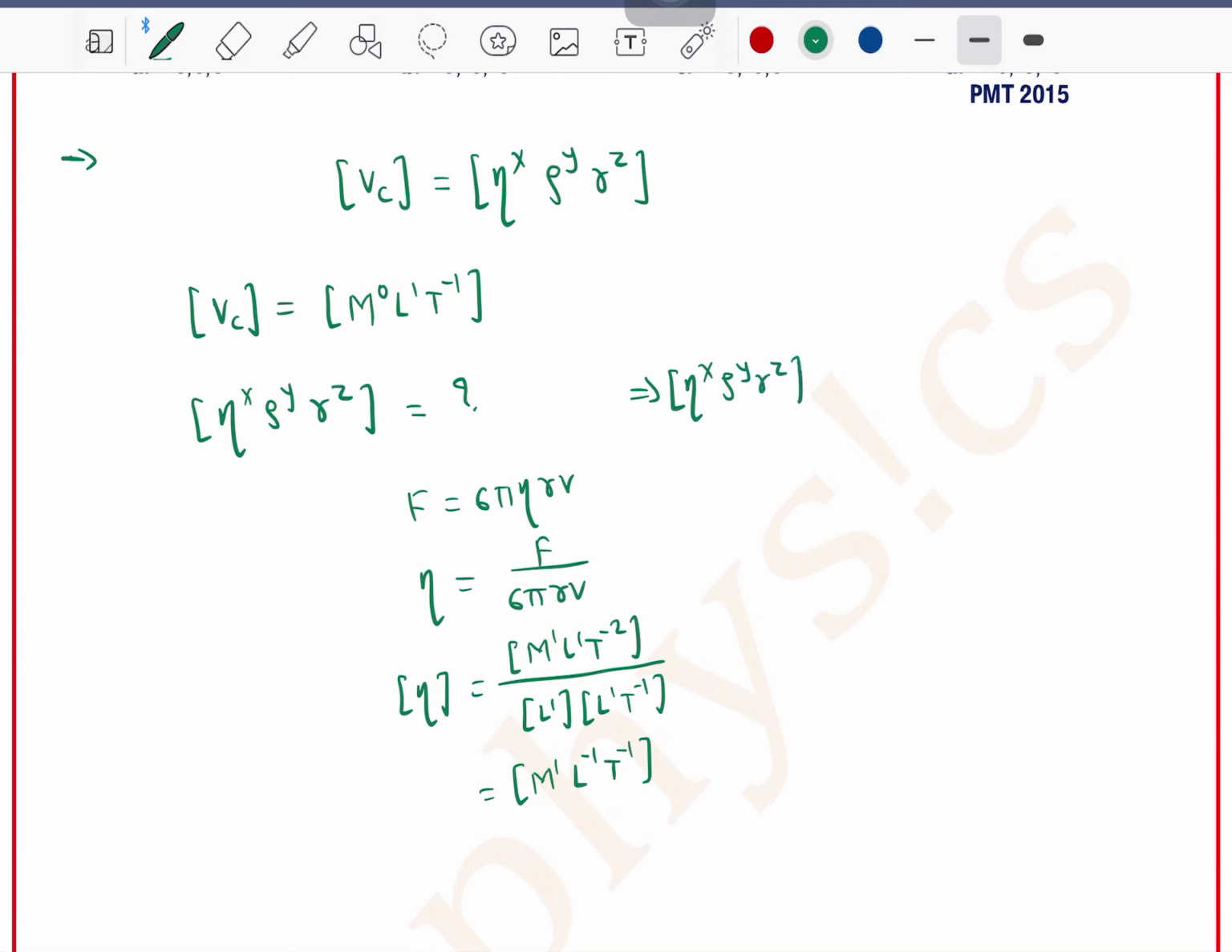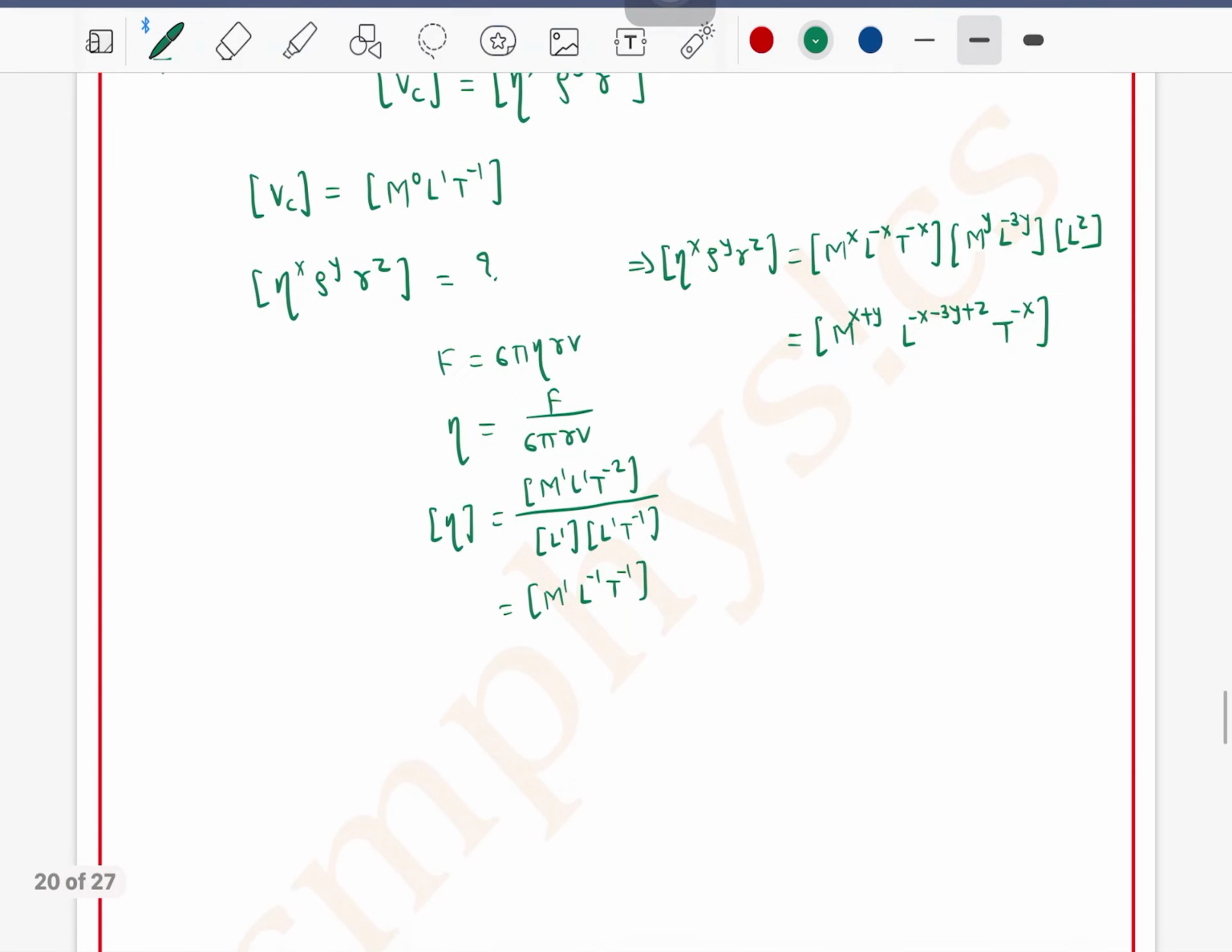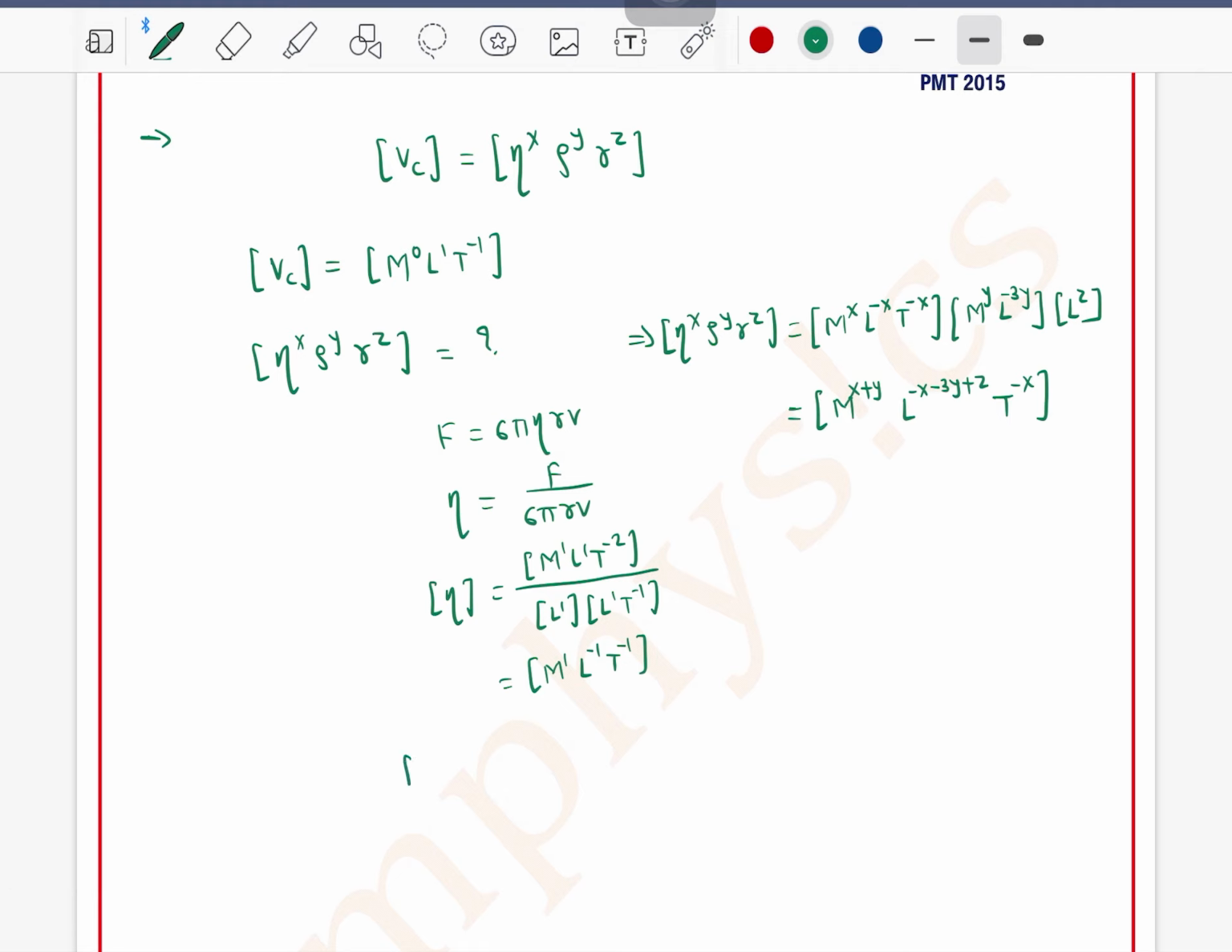We know the dimension of density and the dimension of r. So we can write the dimension of eta to the power x, rho to the power y, r to the power z as follows. The dimension of eta is M to the power x, L to the power minus x and T to the power minus x. Rho is a density, and density is mass upon volume, so M1 L to the power minus 3, giving M to the power y, L to the power minus 3y. The dimension of r is a radius, so L to the power z. If you add all these, we get M to the power x plus y, L to the power minus x minus 3y plus z and T to the power minus x. This is the dimension of the second term.